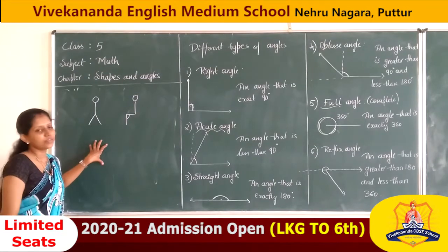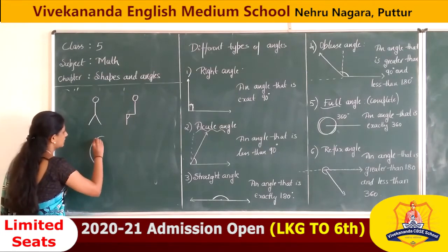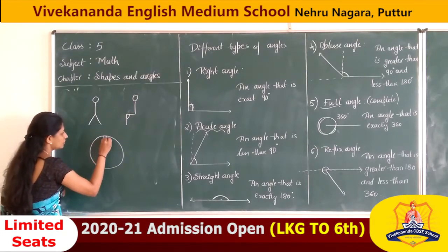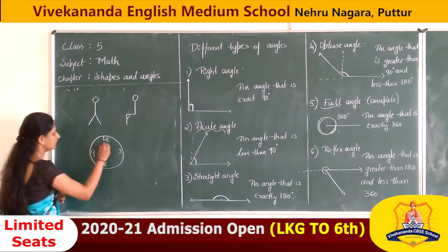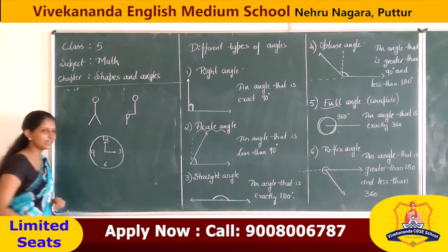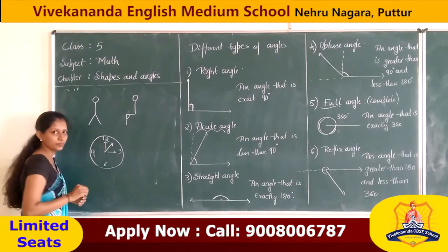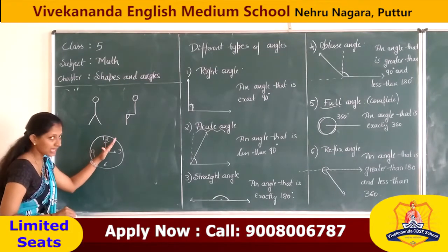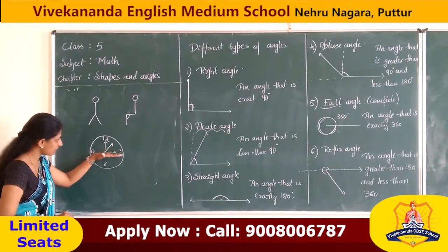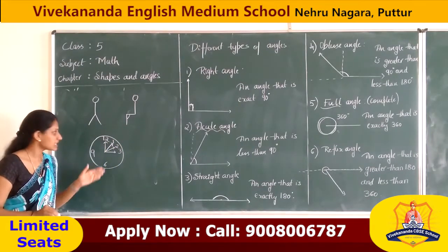When it comes to a clock, 12, 3, 6, 9, correct? This one is a clock. When it comes like this, it is 90 degree. When it goes to 2 or 1, it is 3 o'clock. When it is 3:05, 3:10, it becomes an acute angle. Correct? It becomes an acute angle.